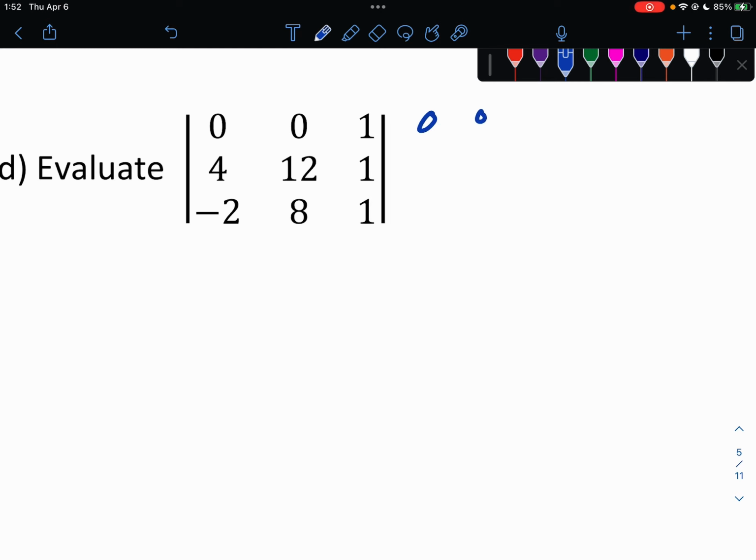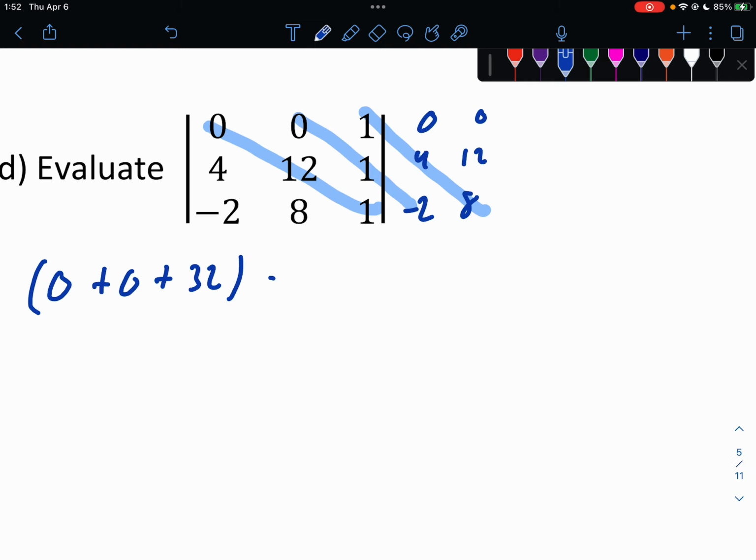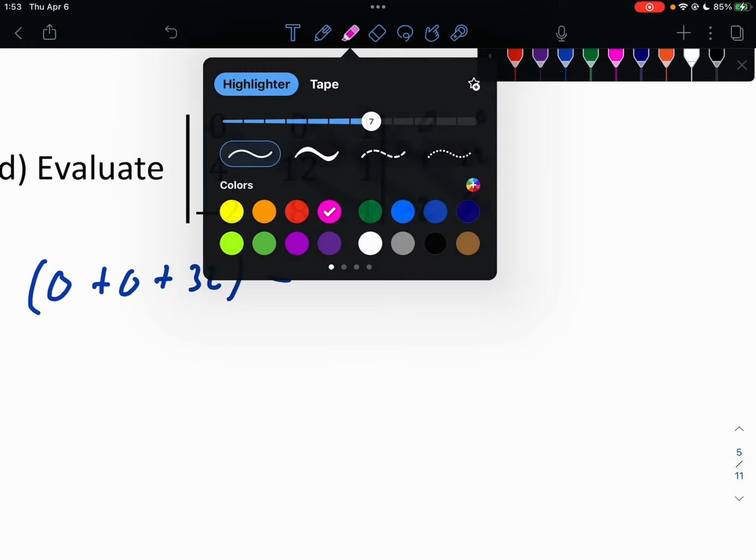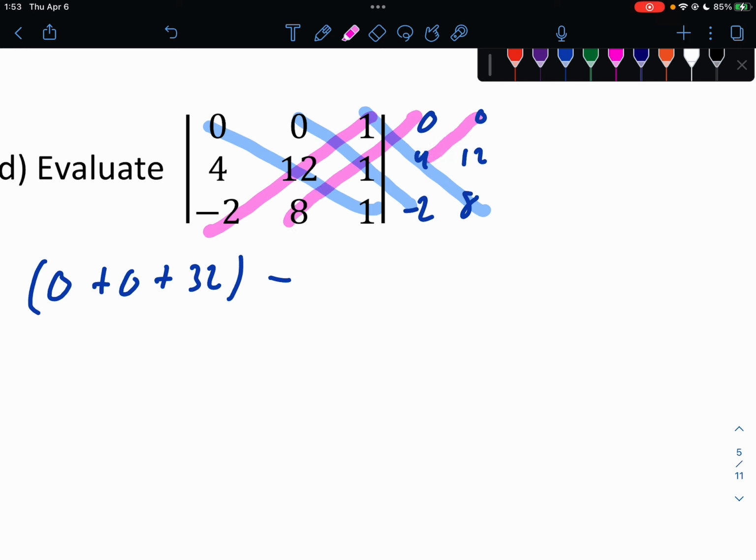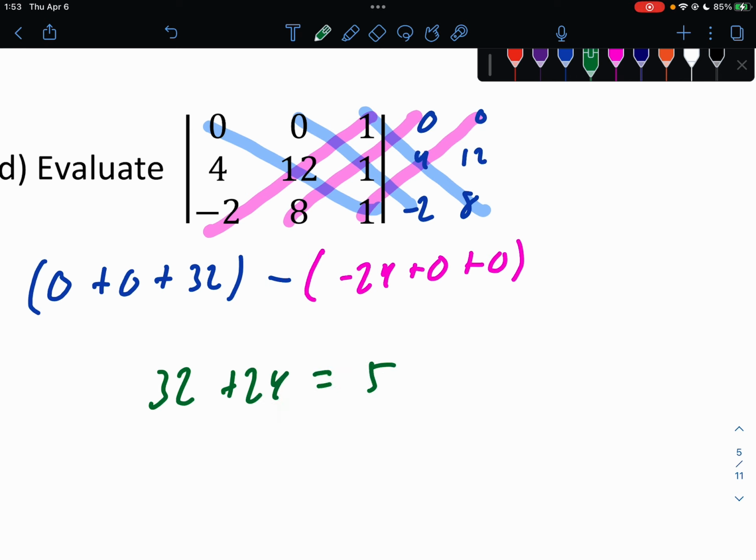Next one. So again, we're looking at these diagonals. First, that would be 0 plus 0 plus 32 minus those diagonals. So that would be negative 24 plus 0 plus 0. So 32 plus 24 is 56.